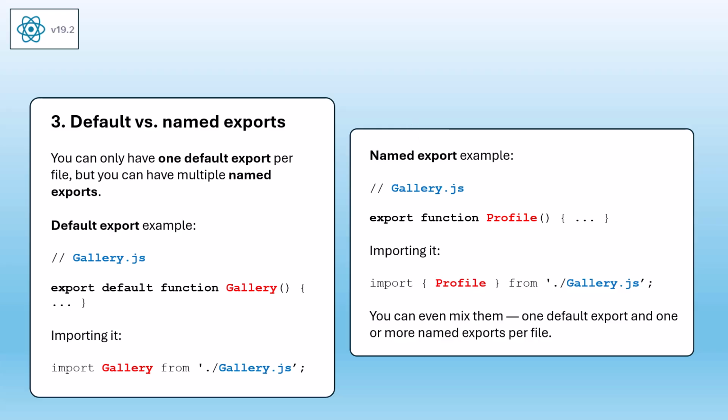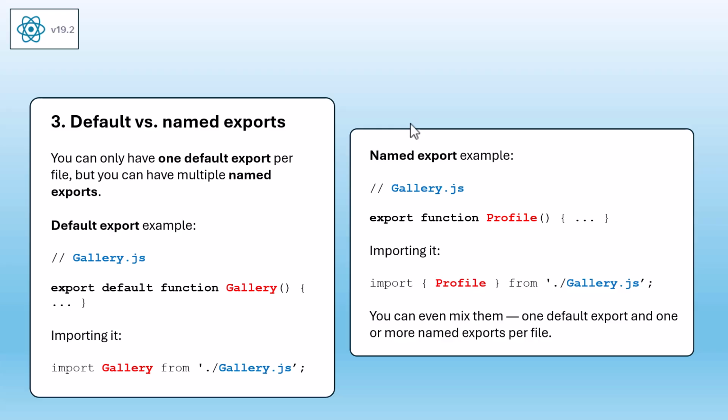Here's how to think about it. Use a default export when your file has a single main component. Use named exports when your file defines several related components or utilities. Let's say our file gallery.js exports 2 components, one called gallery and one called profile. You can only have one default export per file, so you might export gallery as the default and profile as a named export. Then, in your app.js, you'd import both, one as a default import, the other as a named import with curly braces.